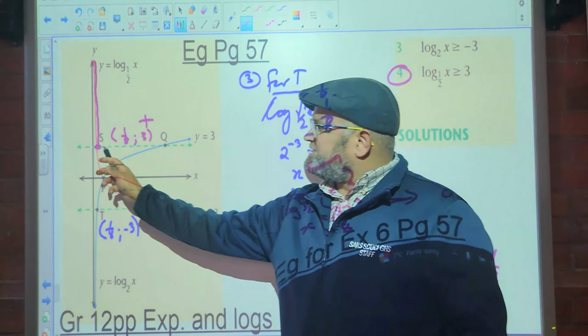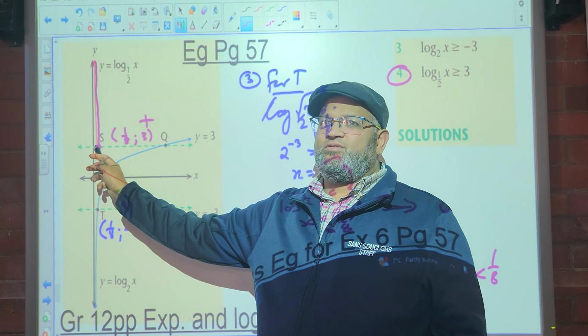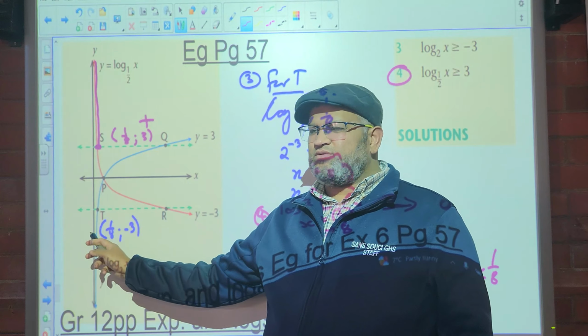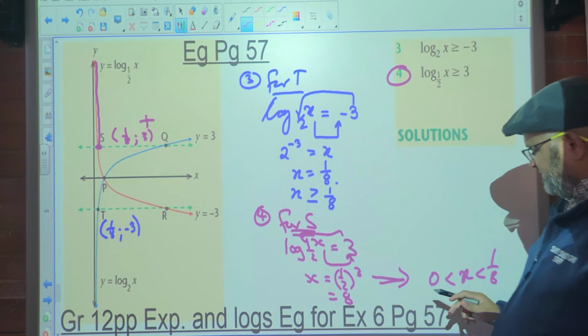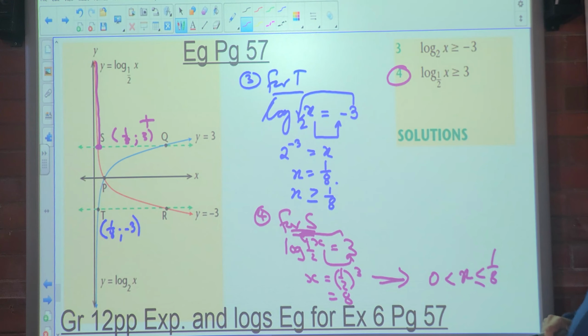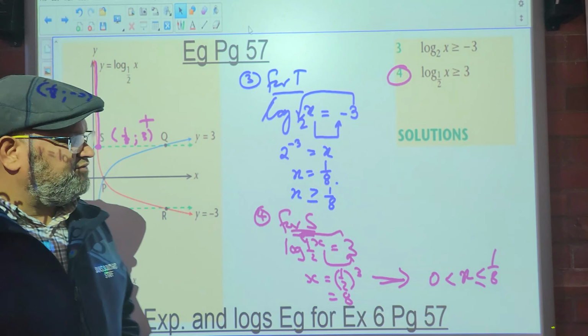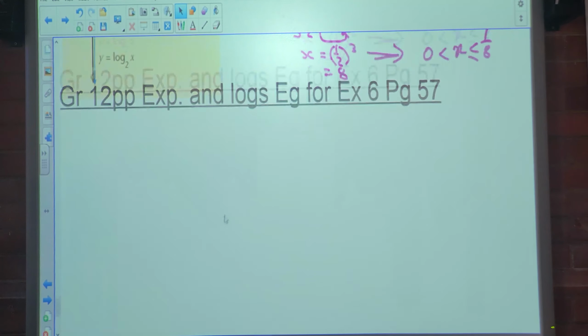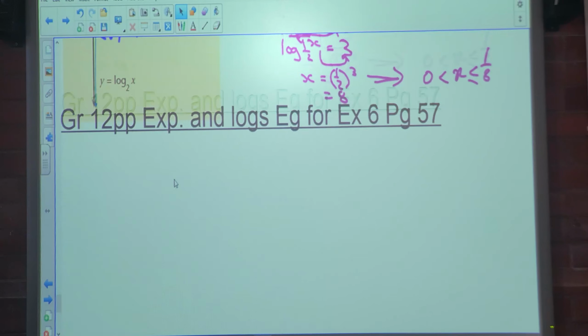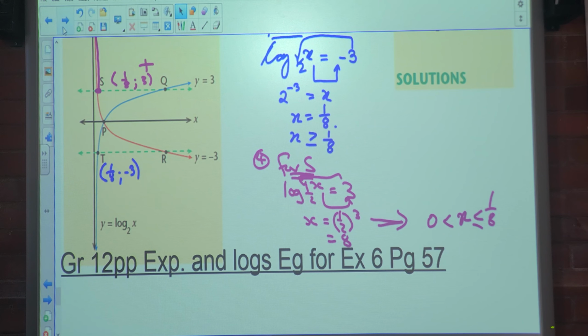People, can it be equal at the 0? No. Why? It's an asymptote. Can it be equal at an eighth? Yes. So the answer is x is greater than 0 but less than or equal to an eighth. Any confusion, people? I think that was the last example for exponents and logs.